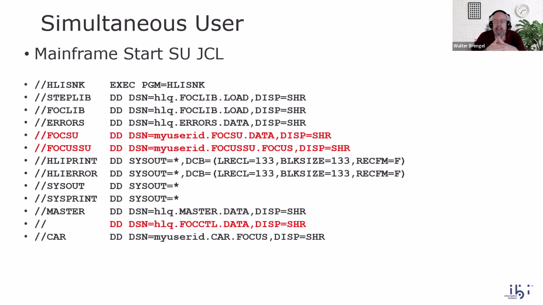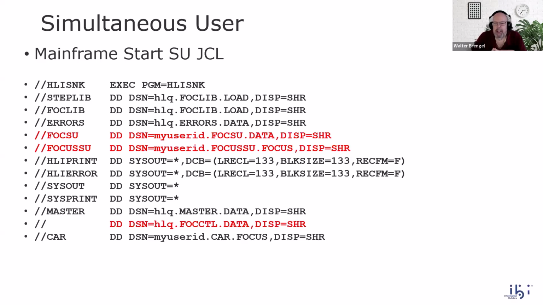So here's some sample JCL, HLI sync. We have our focSU, our focusSU, HLI print, HLI errors. Those are good to have. This is just going to the JES log. And basically that's going to show you each time a user will access a database, who the user was and what they accessed, when they did an open, when the file was closed. So it kind of gives you a little background.